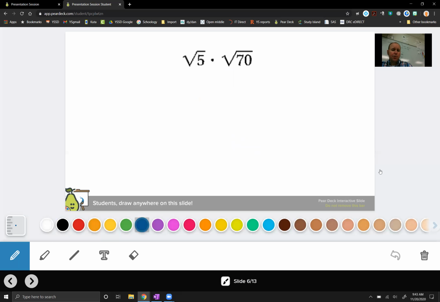All right, intro into where we're going with this. You could simply multiply these together and tell me 350, and that would be super impressive, but not required at all. Because once you put it together as 350, guess what you have to do? Take it apart.